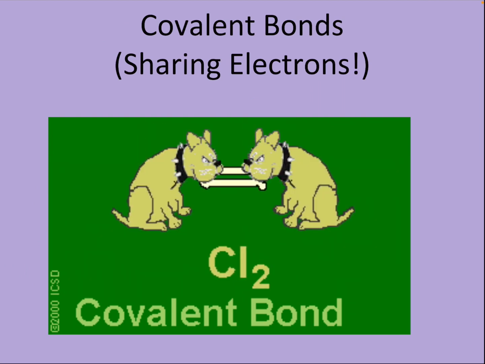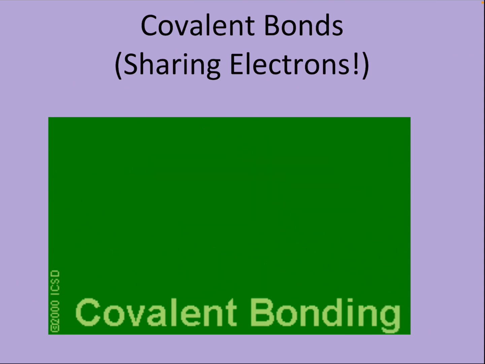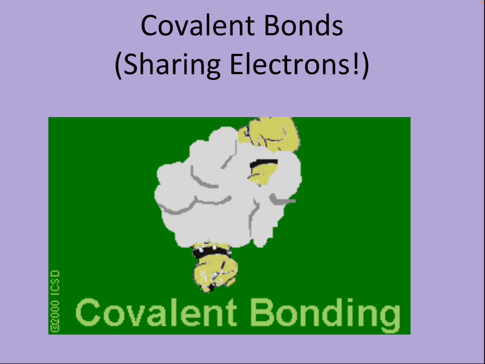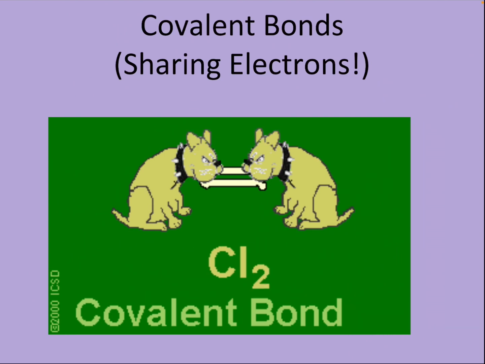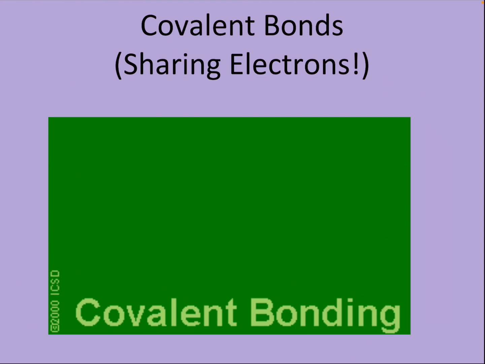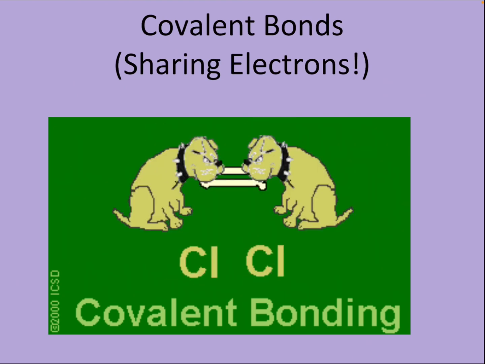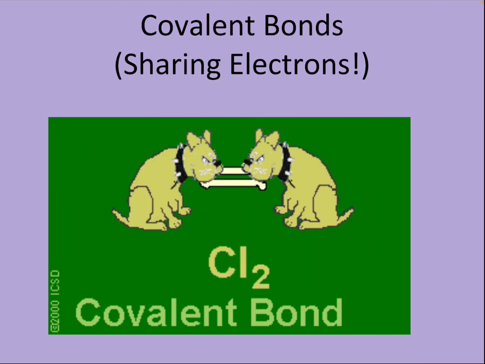So far we've talked about a different kind of bonding called ionic bonding, and that's when you have metals and nonmetals binding together due to their opposite charges, and those opposite charges attract. Today, covalent bonding is a little bit different, where they're sharing electrons.